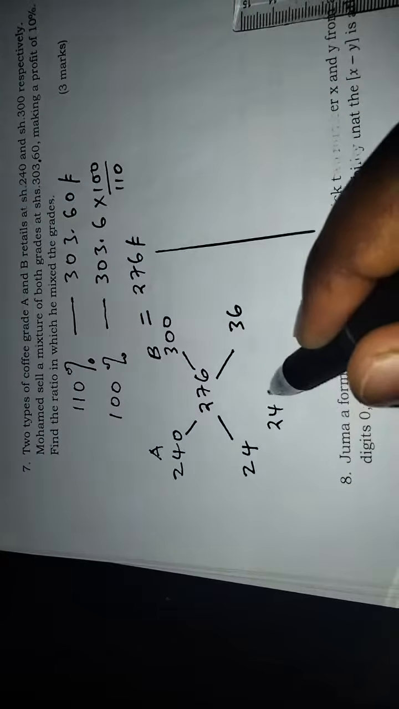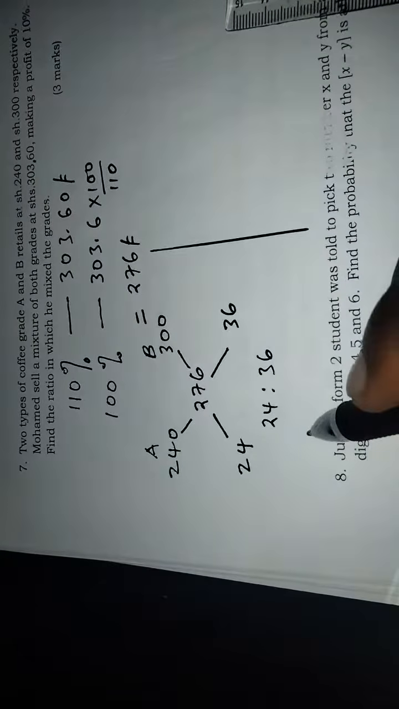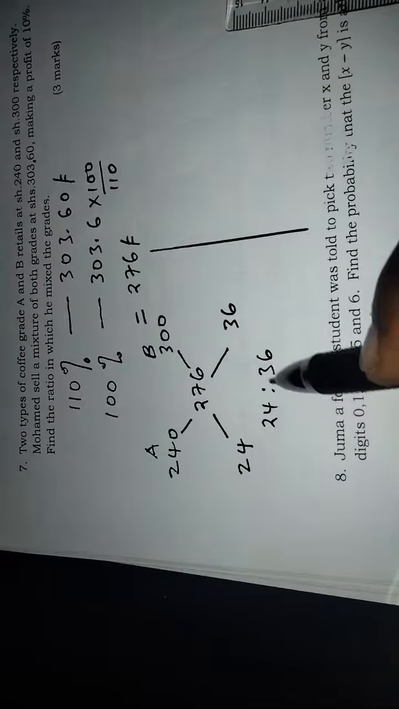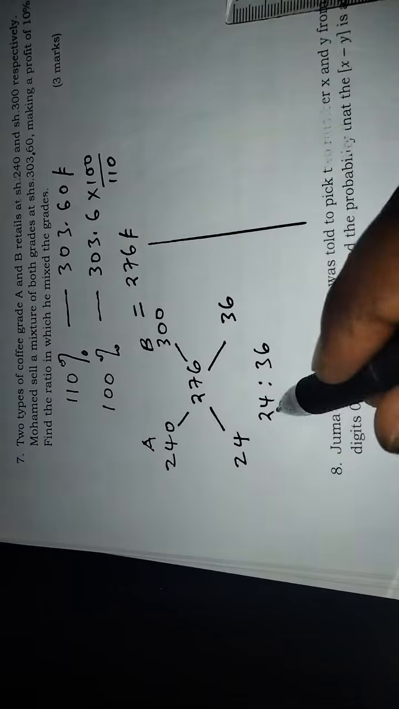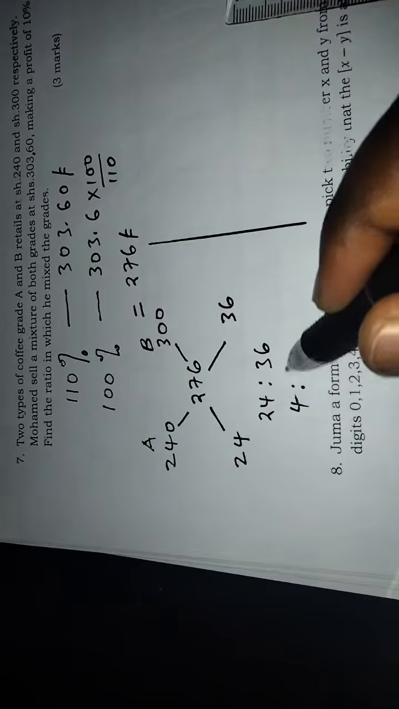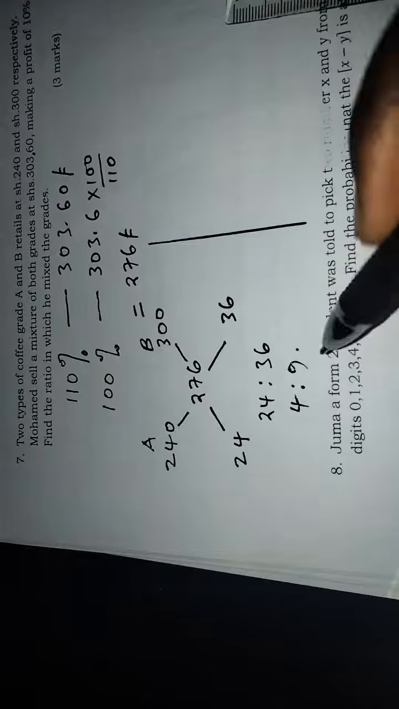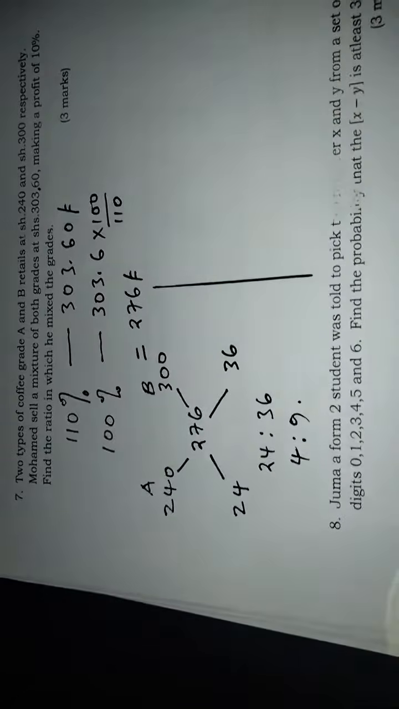Therefore, the ratios into which they were mixed is 24 is to 36. We can have the simplest expressions of this ratio. 24 is to 36. 6 is common. So we can have by 6, 4. And by 6, we're going to have 9. So 4 is to 9 is the simplest ratio into which the two grades were mixed.